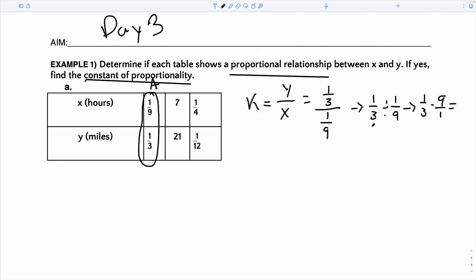Okay, what was 1/3 times 9/1? What was the answer, Aiden? Okay, so there's your constants. Back on track. 3 is going to be your constant of proportionality. That's what you're trying to test everything to become. Let's try B. Your B value is 7 and 21.